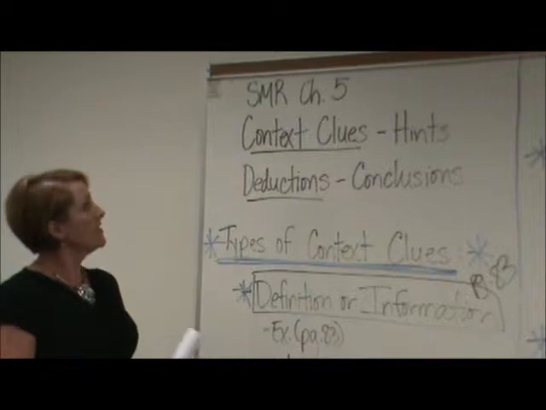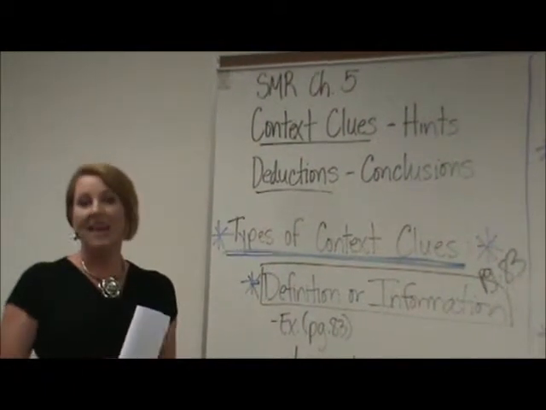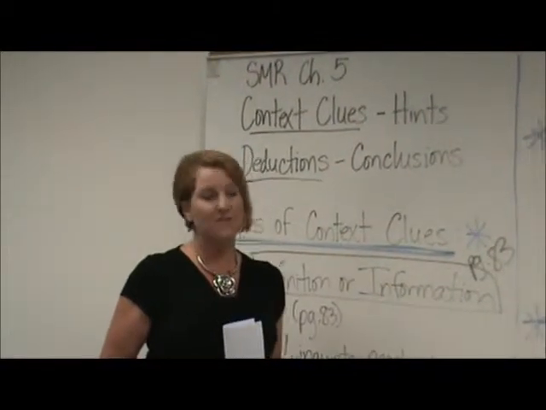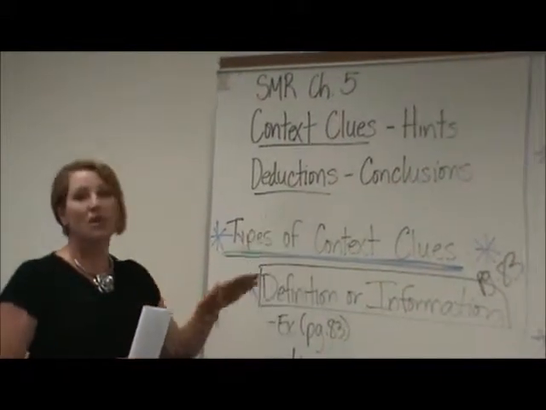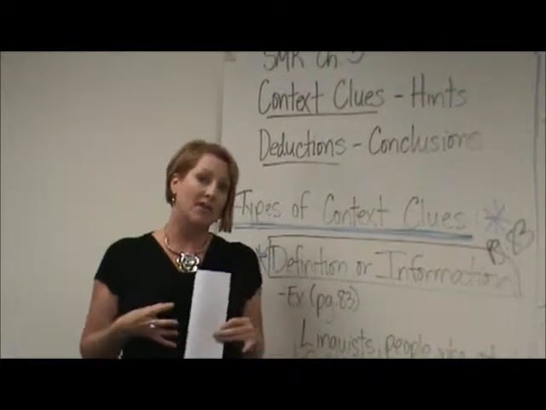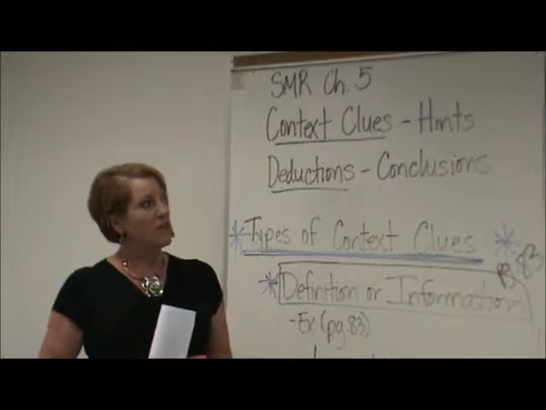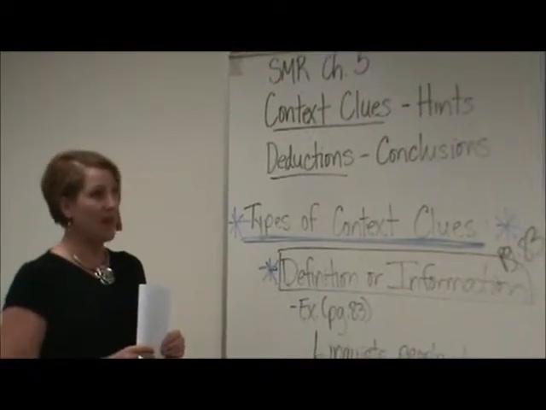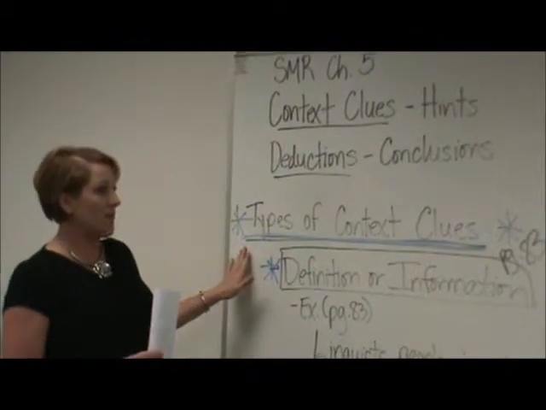Chapter 5 is all about context clues, which are actually hints that help you understand the meaning of a word or a passage. Okay, and it is also about deductions, which are conclusions that you make after you have all of the information. We're going to talk about the deductions a little bit later. First, we're going to talk about context clues. There are many types of context clues. So we're going to talk about each of those types right now.